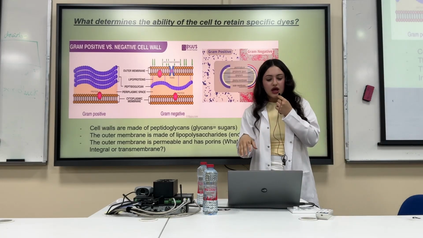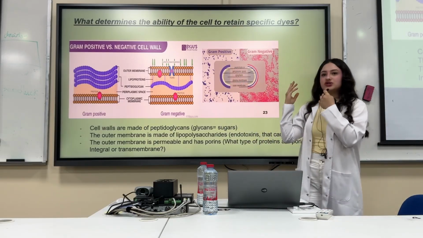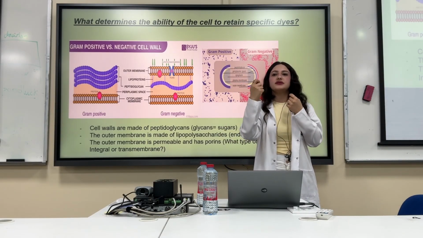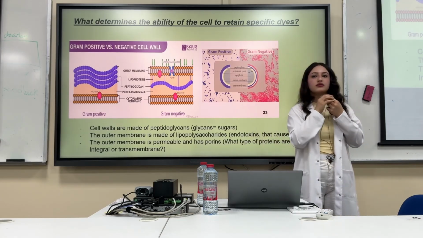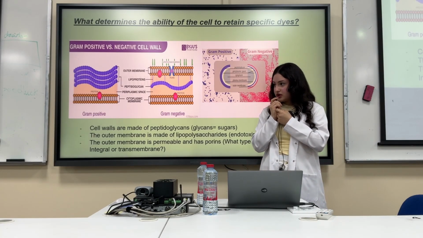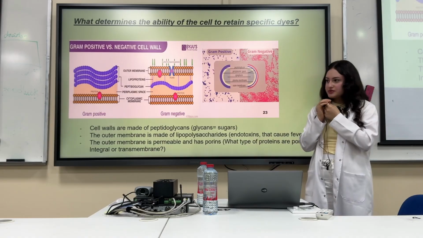Okay. We come back to this question, guys. Please think with me. Just imagine I have a towel. What determines the ability of the towel to absorb water? The structure of the cell wall, yes, it's made of peptidoglycans.